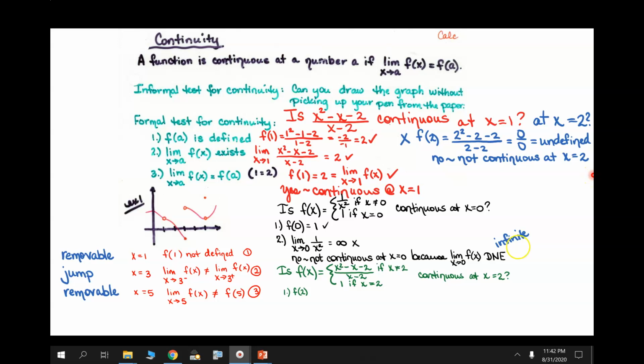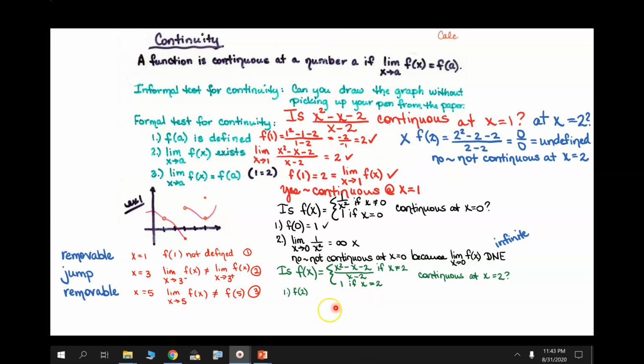Now, this would be an example of an infinite discontinuity. Remember, we had the removable and the jump and the infinite. That would be an example of an infinite. All right, so let's look at another example. Here's another piecewise defined function, and they're asking, is this piecewise defined function continuous at x equals 2?